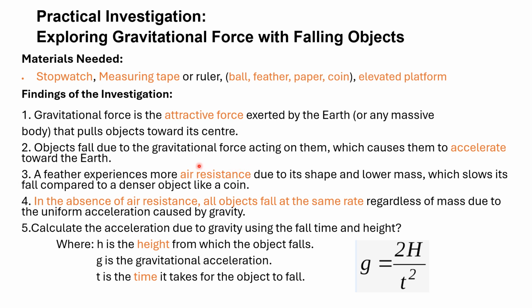So learners should know that what determines how long it takes for an object to reach the ground depends on the air resistance. It means the air can slow down some of the things that we are investigating here. The feather will take longer because of air resistance. In the absence of air resistance, very important, all objects will fall at the same rate, irrespective of the masses. Whether it is 5 kilograms or 5 grams, they will fall at the same rate.